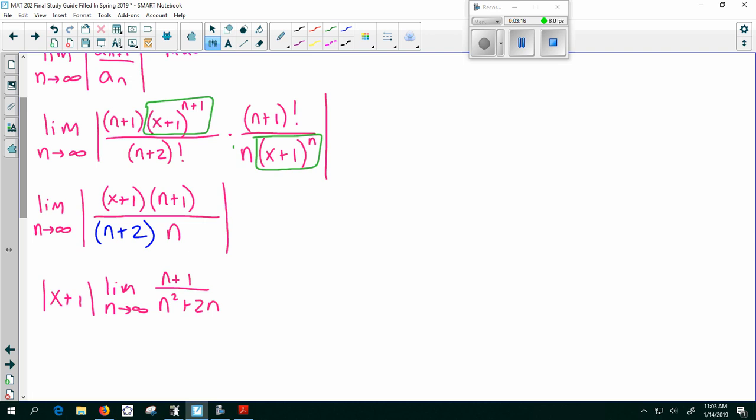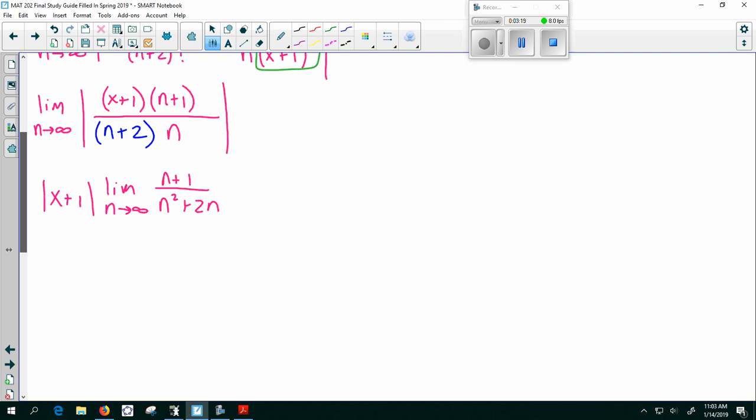Okay, the limit of (n plus 1) over (n squared plus 2n) is 0 because the degree of the denominator is larger than that of the numerator, so that whole fraction is going to go to 0. So this is just the absolute value of x plus 1 times 0. I need to make sure that I only choose x's that make this less than 1. And because I'm multiplying by 0, 0 is always less than 1.